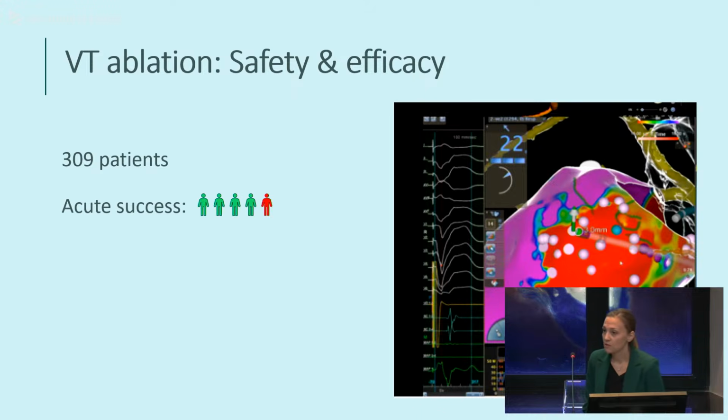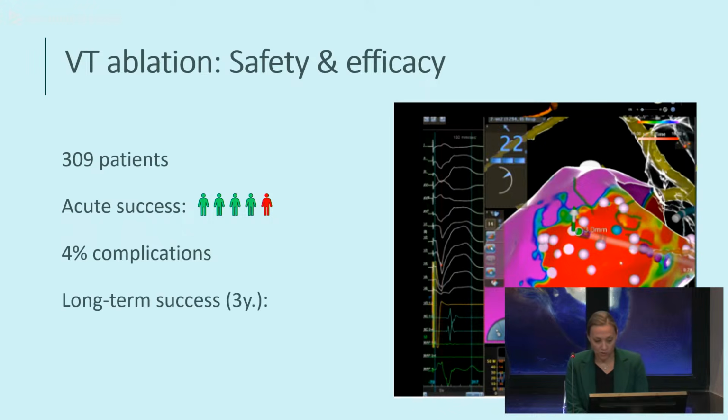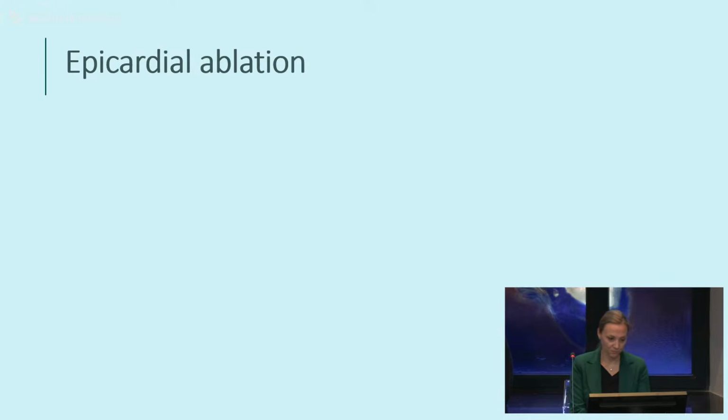So the acute success of these procedures was about 80%. 4 out of 5 patients did not have any arrhythmias induced at the end of the procedures. And this came with a 4% complications rate, which is supposed to be acceptable in this kind of ablation. But we saw that in the long-term follow-up, after 3 years, 2 out of 5 patients had a recurrence.